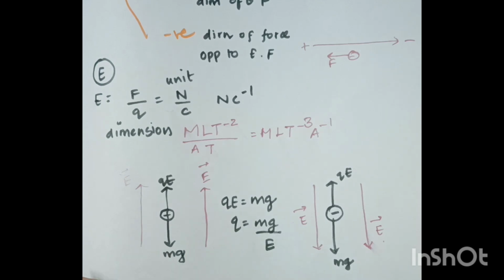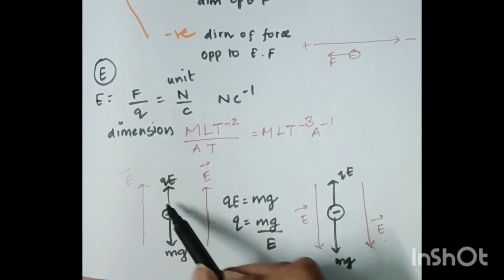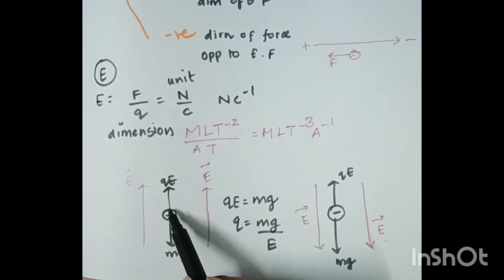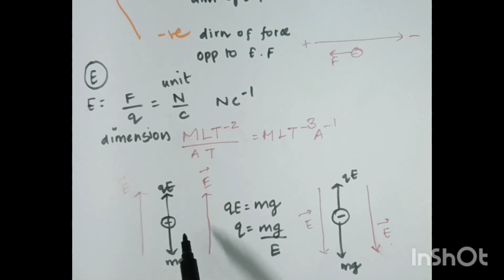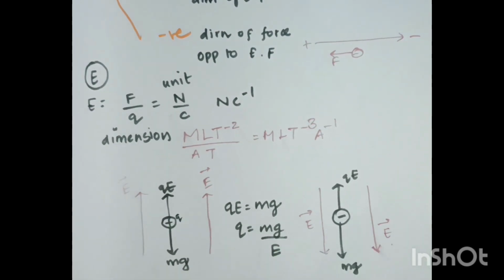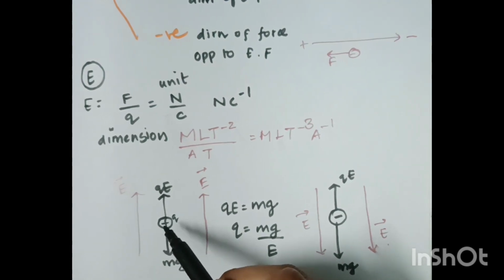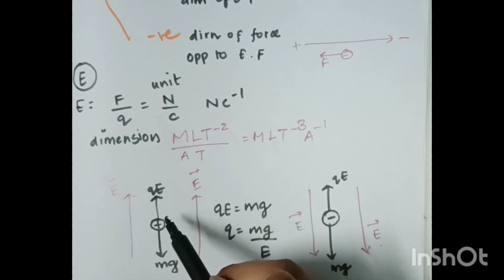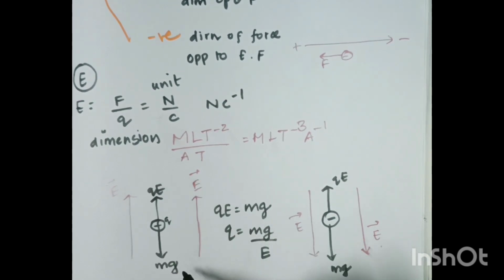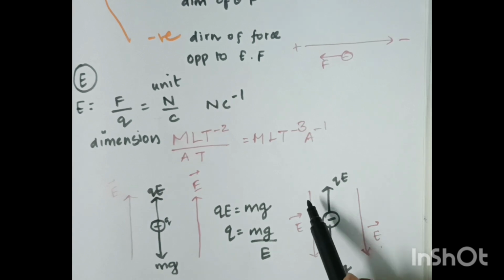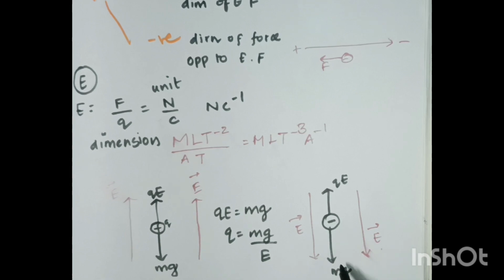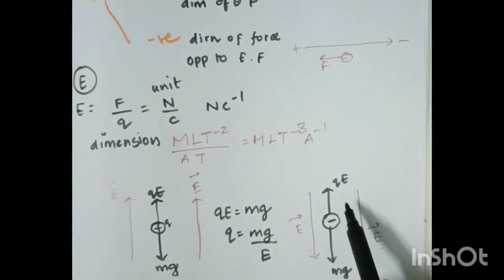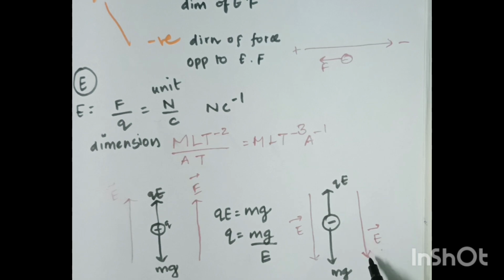So let us see one more case. If this is the direction of electric field and here there is a positive charge, we know the weight mg acts downwards because this positive charge must have some mass. And if this is the positive charge, then what is the direction of force? It will be in the direction of electric field, so that is QE in the direction of electric field. If this is a negative charge and if this is the direction of electric field towards down, then this will be the direction of weight, that is mg, and QE is in the direction opposite to the electric field.